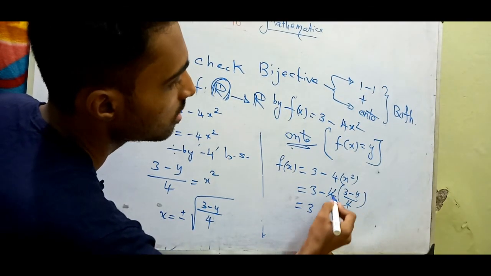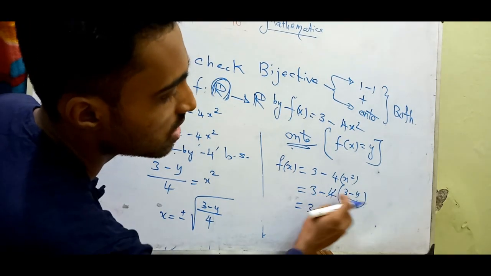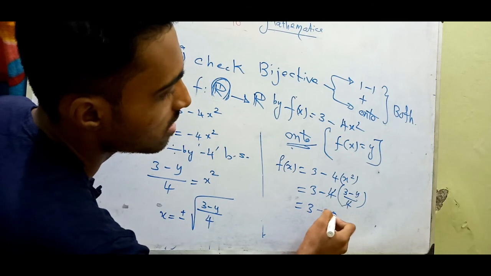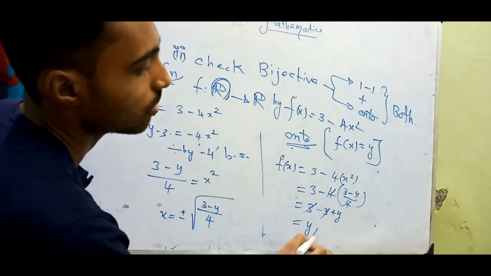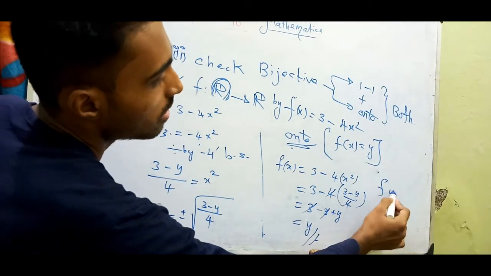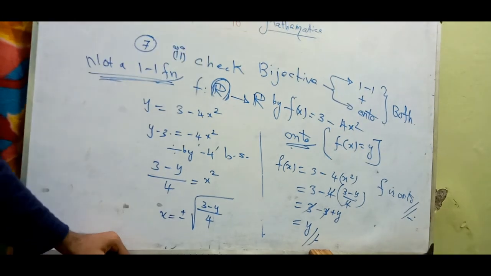4 will get cancelled. This minus you have to multiply inside. So minus 3 plus y. So 3 minus 3 will get cancelled. So y remains. So clearly f is onto function but not one-one function.